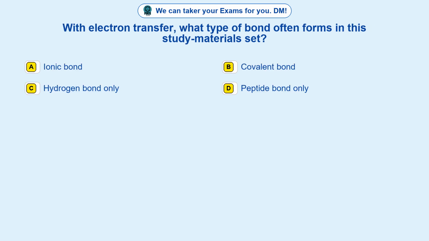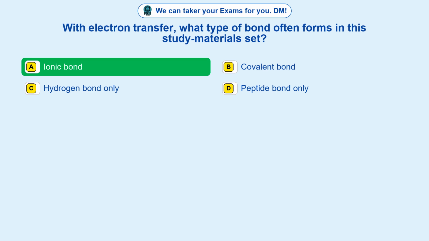Question 33. With electron transfer, what type of bond often forms in this study materials set? Option A, ionic bond. Option B, covalent bond. Option C, hydrogen bond only. Option D, peptide bond only. The correct answer is option A.